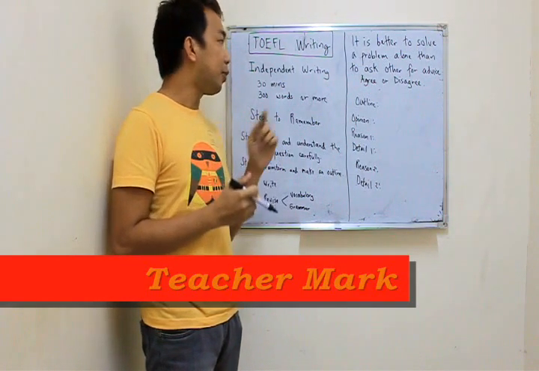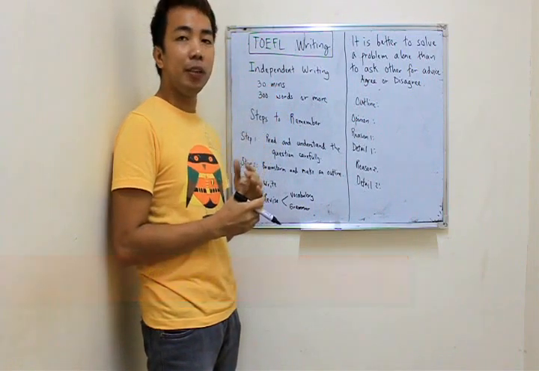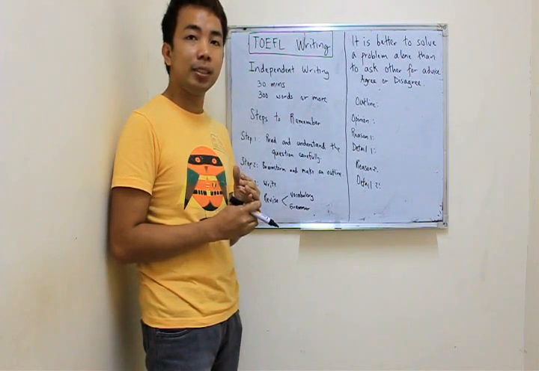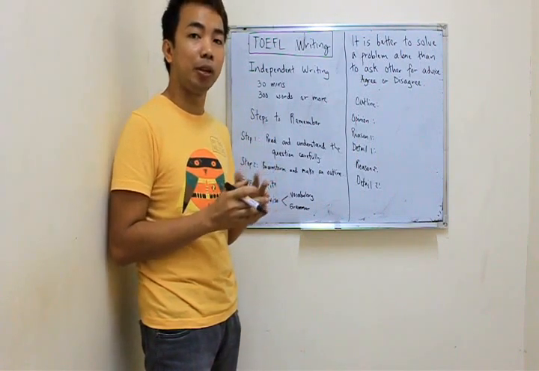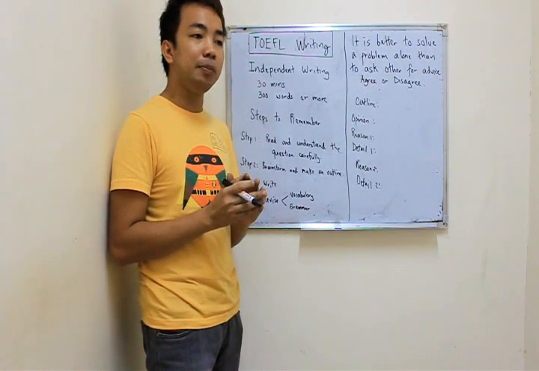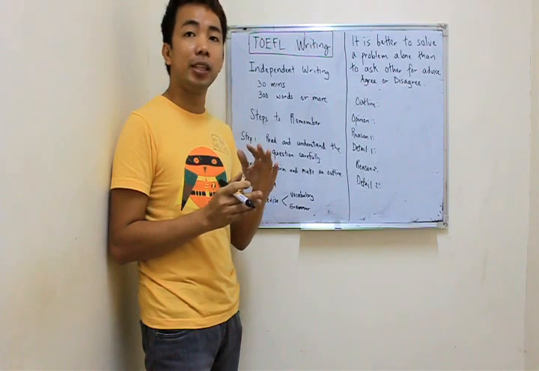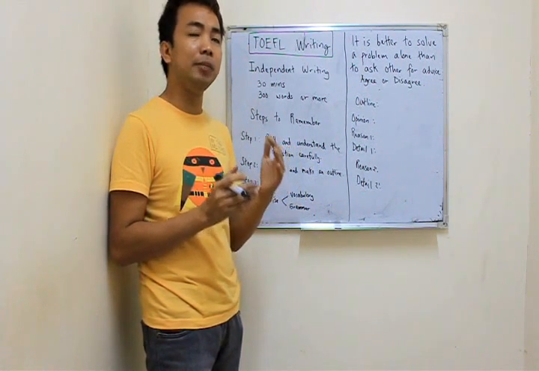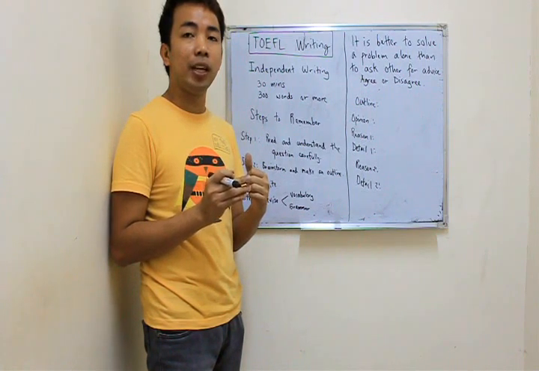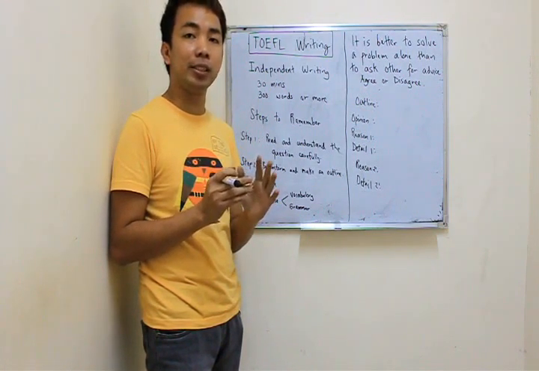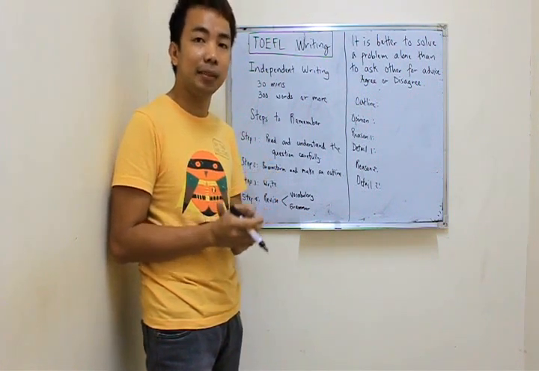For independent writing, you are given 30 minutes to do the task, and you are expected to write 300 words or more. So what makes independent writing different from integrated writing? In independent writing, there are no materials provided, so what you have there is only a question. So you're going to answer the question by making an essay.